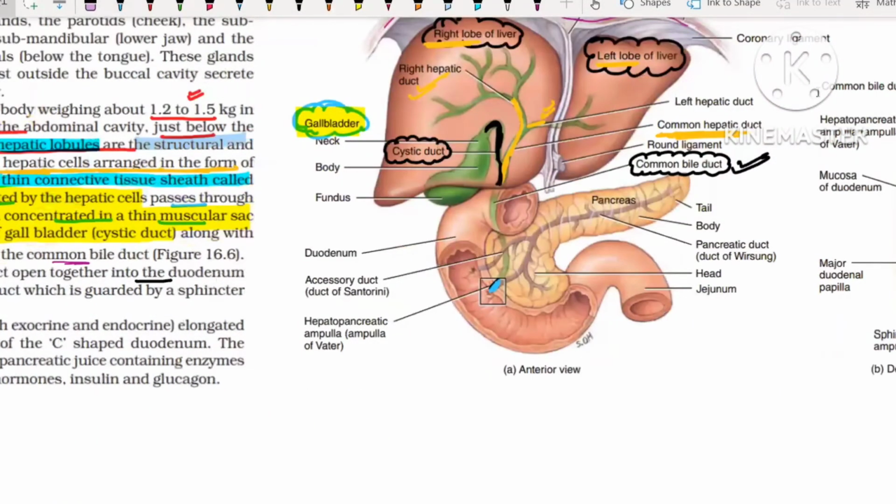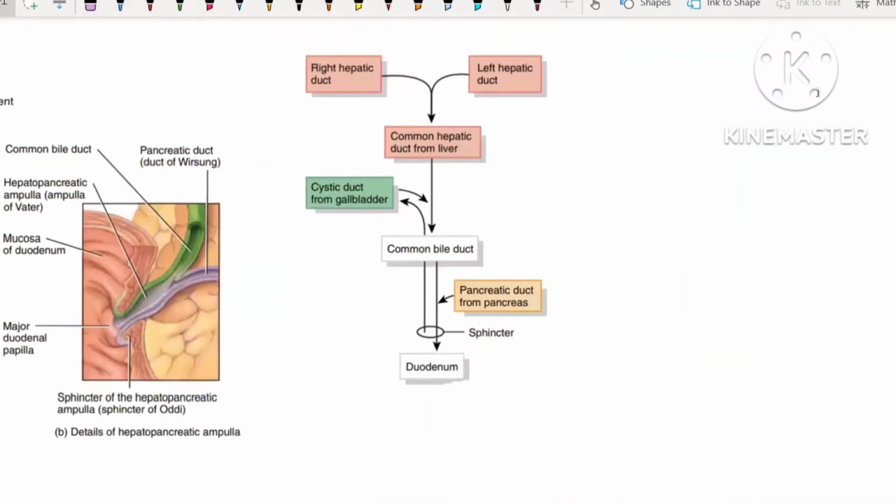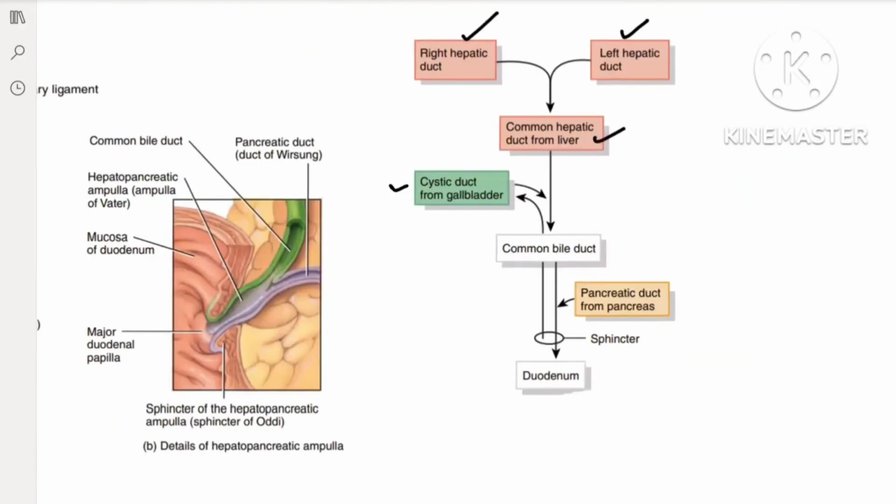Now let me show you, wait one minute, beta. We will do one thing. See here. Understand this diagram. Okay. So see, the right hepatic duct and left hepatic duct are making the common hepatic duct. The cystic duct coming from the gallbladder is combining with it to make the common bile duct. And then the common bile duct is receiving the duct from the pancreas to form the hepatopancreatic duct, and there the sphincter is present to regulate it when it is opening into the duodenum.